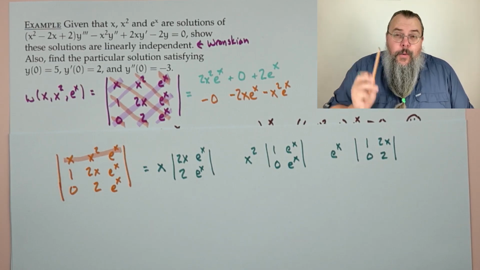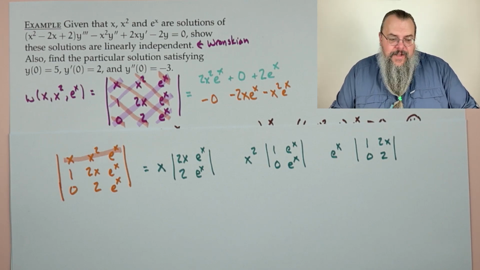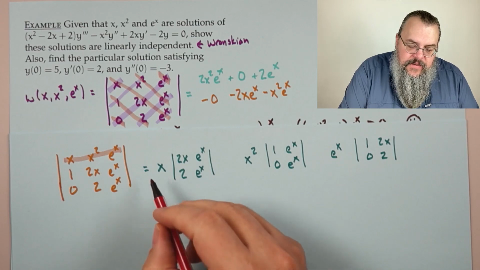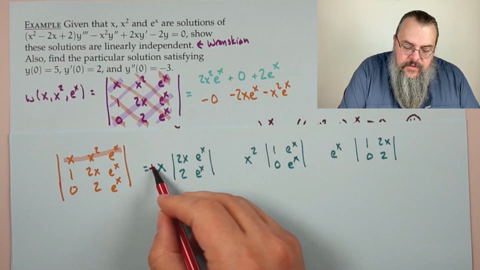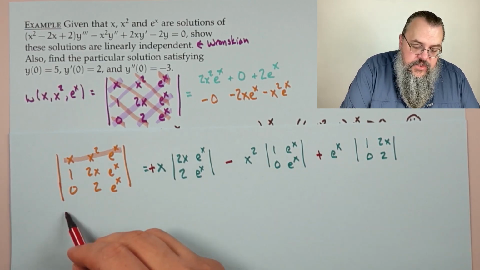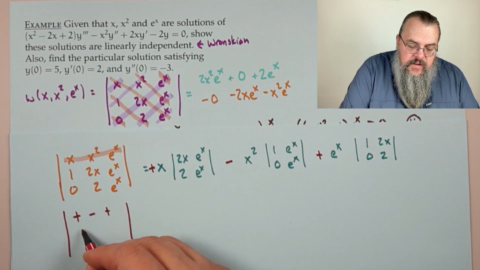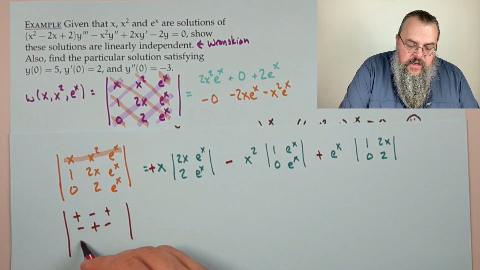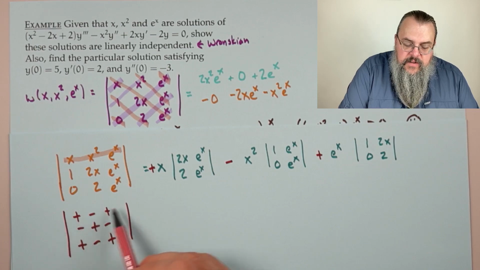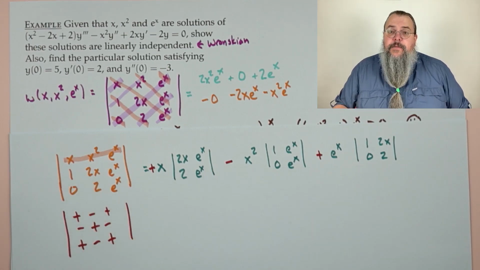One more detail, and this is an important detail, and it's one that often gets overlooked, is you have to keep track of the signs. So you're going to add, subtract, add. And in general, if you have a 3 by 3 matrix, there's a sign pattern. It looks like a checkerboard. And so just remember plus, minus, plus. So plus, minus, plus.